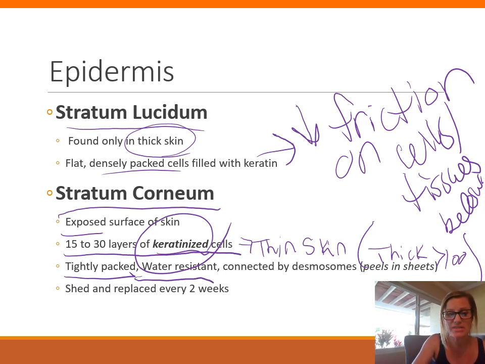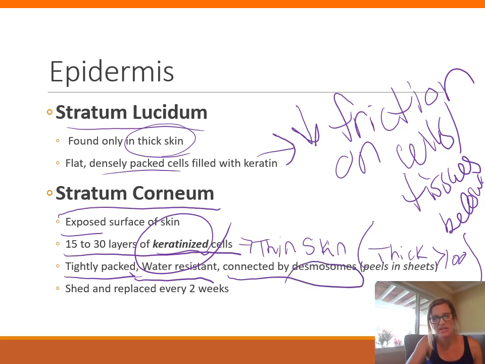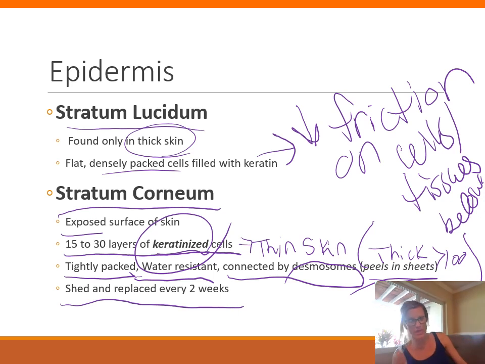They're water resistant because of the keratin, so that means it's really hard for water to get across them. And again, they still are connected by desmosomes. And I mentioned on the slide before, these are the reasons why your skin peels in sheets. On average, the entire stratum corneum will be lost and replaced every couple weeks.